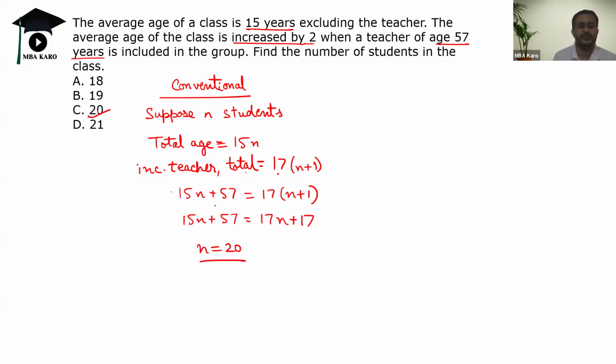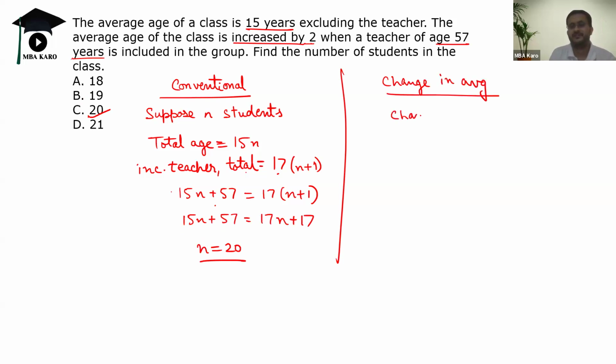Okay, the conventional method was this. Now we will use the change in average. Change in average is equal to change in sum upon number of values. That's what we calculated, right? So we had to find the change in average or the change in sum. We had to calculate one of these two things. In some questions, we calculated change in average. In some questions, we calculated change in sum. But we never calculated number of values.